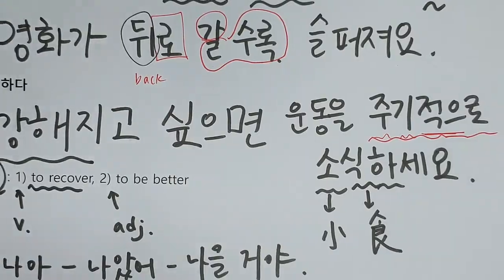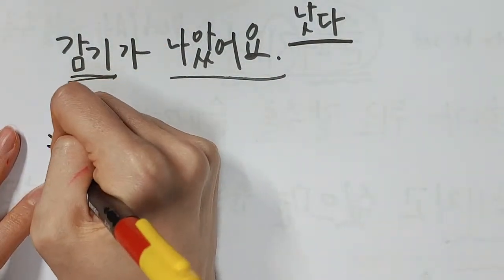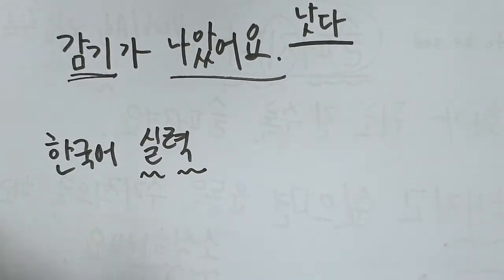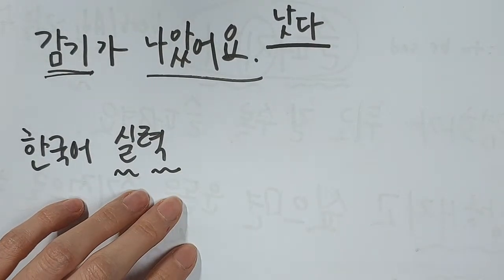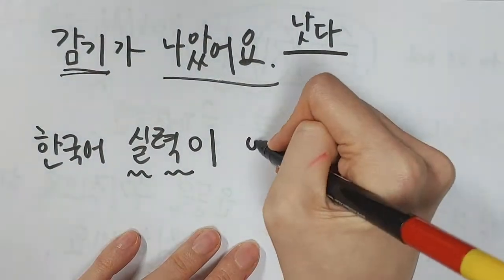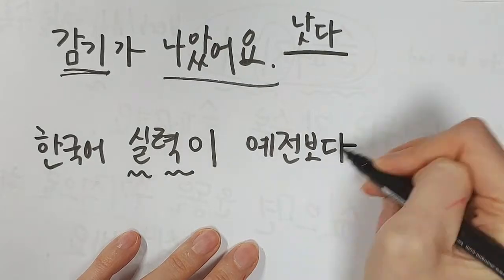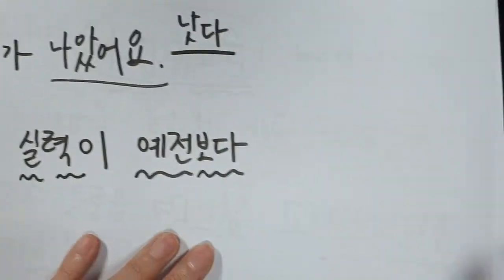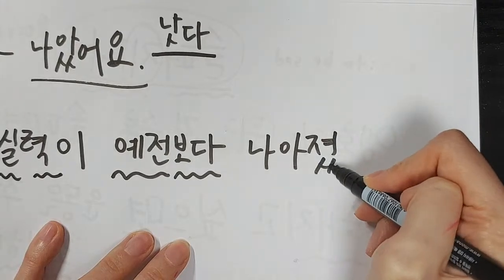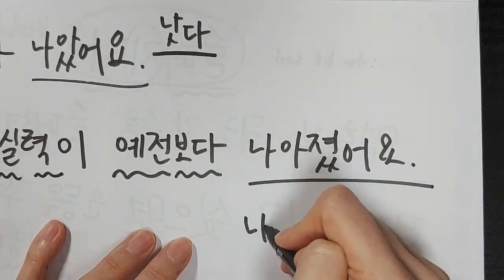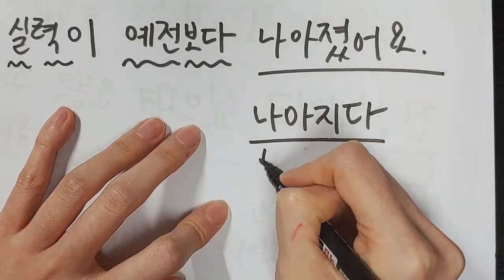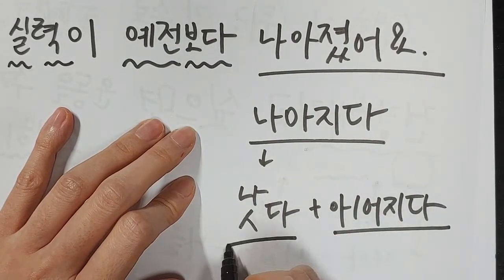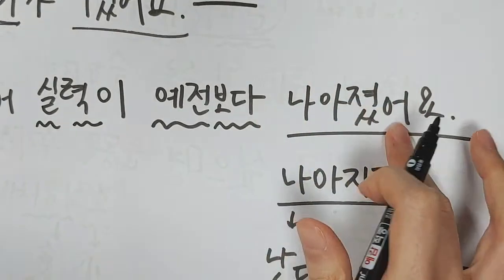But if you want to say something has gotten better, not recovered, but something has become better, for example, your Korean skill has gotten better, you can say 한국어 실력, which literally means real strength, or it means your skill or ability. So my 한국어 실력이, for example, compared to previous days, 예전보다 나아졌어요. And this would be the past tense conjugation of 나아지다, which is the combination of 낫다, which means to be better, and 아어지다, which has the meaning of to become something, to become better. So 나아졌어요, it became better, as in it improved.